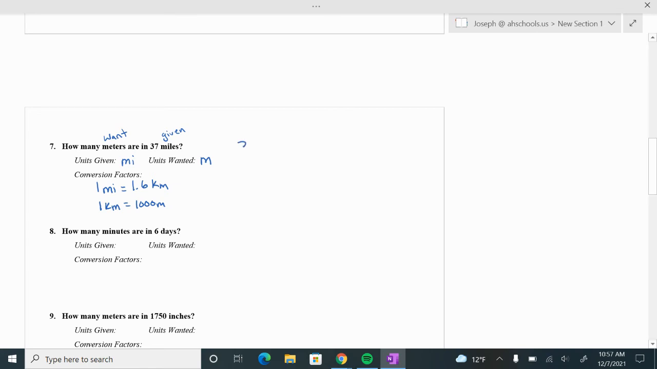I start with what I was given, 37 miles. And I'll add in my first conversion factor: 1 mile is equal to 1.6 kilometers. Right away, my miles are able to cancel. I'm left with the units of kilometers, and that's not what I want at the end. So I'm going to go through another conversion factor. I know that 1 kilometer is equal to 1,000 meters. I'm able to cancel out the kilometers, and I'm left with the unit I was looking for, meters.